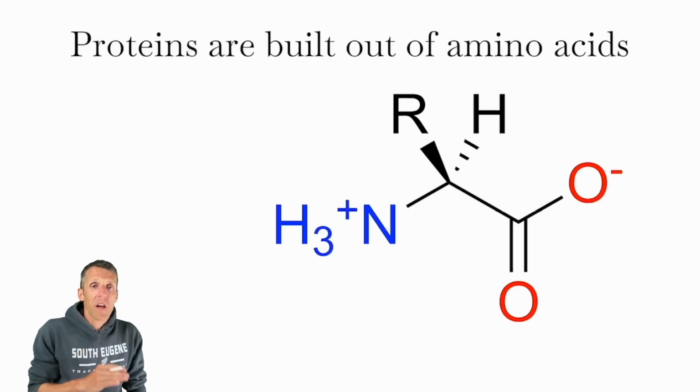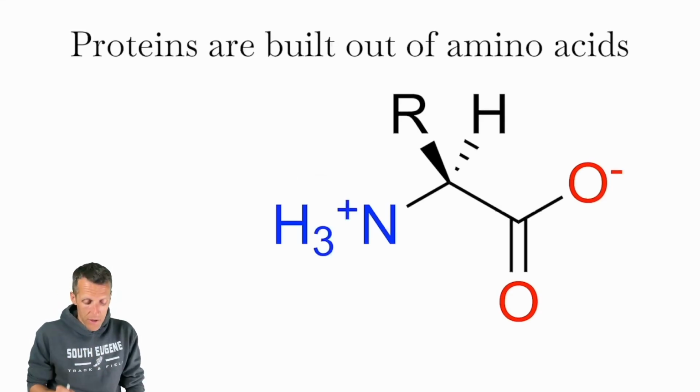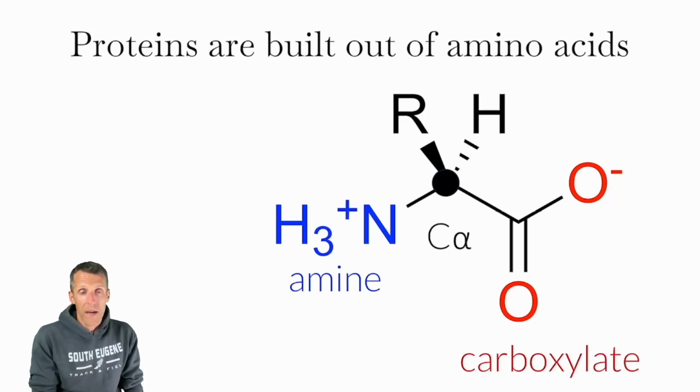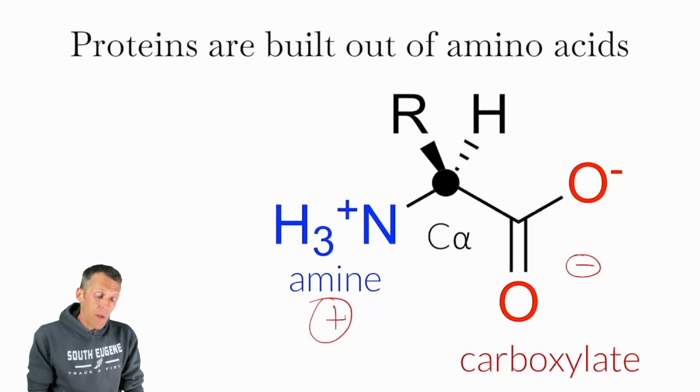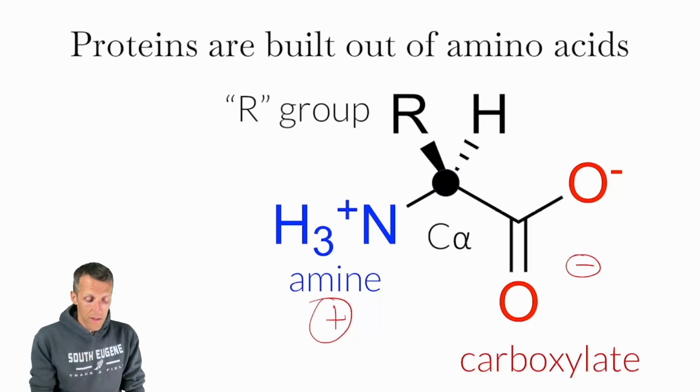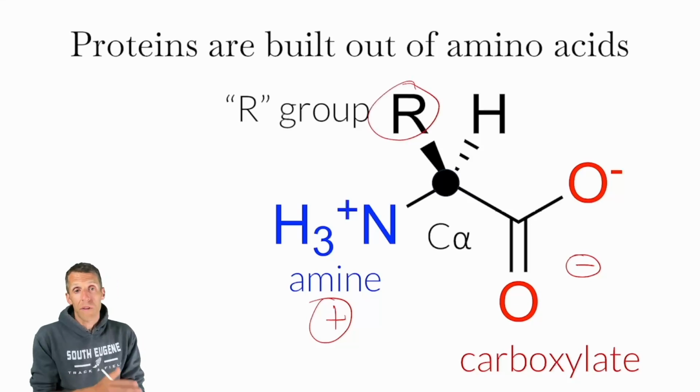So proteins are built out of amino acids, which are molecules that are characterized by having an amine and a carboxylate joined by a C alpha carbon in the middle. At physiological pH, the amine is protonated and positively charged, and the carboxylate is deprotonated and negatively charged. Every amino acid has these characteristics, and then they differ from one another in their R group, which is a variable group that determines the identity of the amino acid.